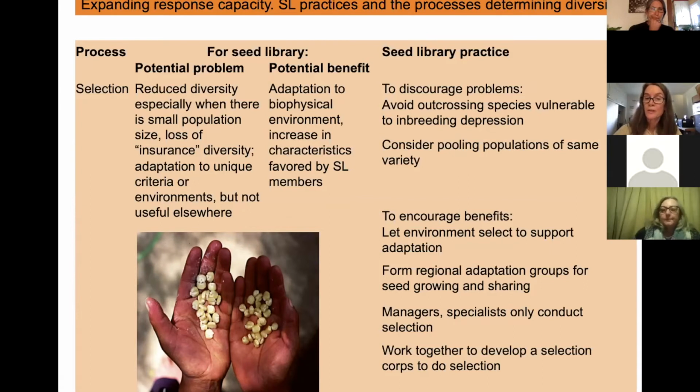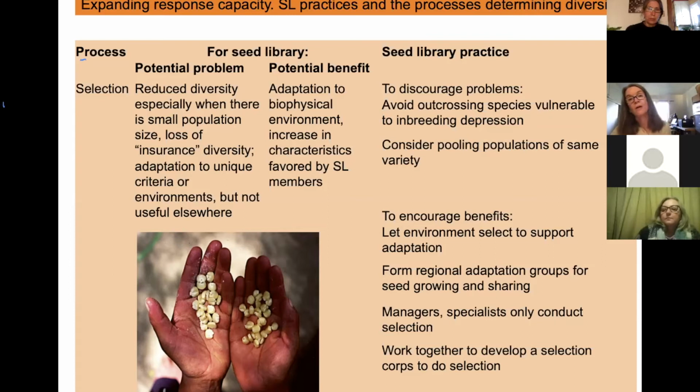You can encourage the benefits that selection provides by letting the environment select to support that adaptation. That means maybe not pampering your plants quite as much, maybe letting them experience a little more heat, a little more drought in your garden. You can form regional adaptation groups, and I know this is occurring in a number of areas where you're working on different kinds of seed that everyone is growing and sharing together and observing and maybe doing experiments with.